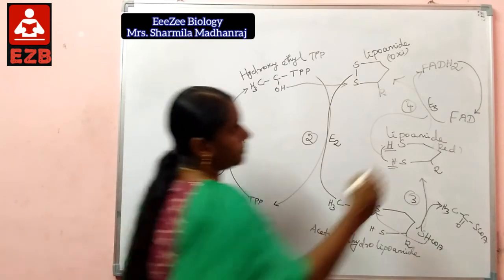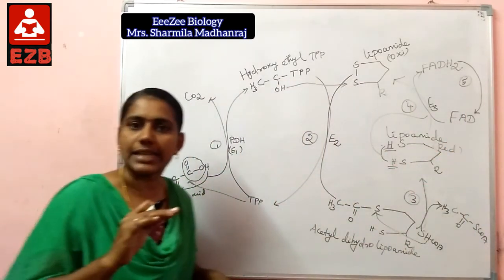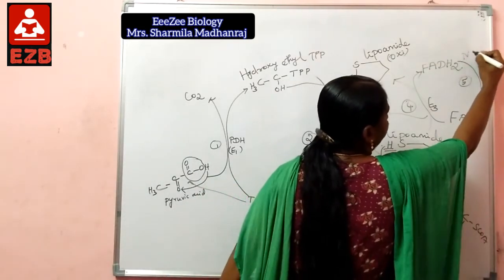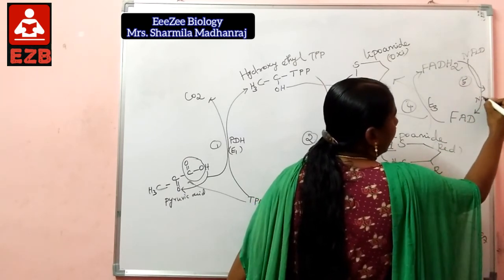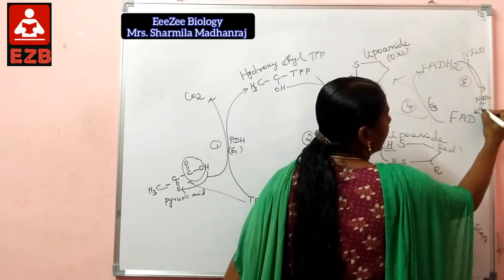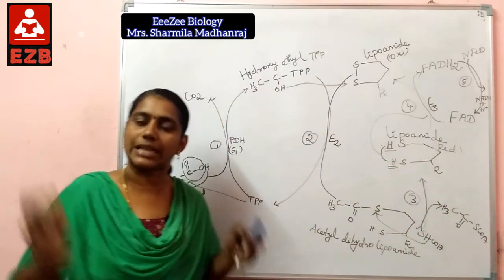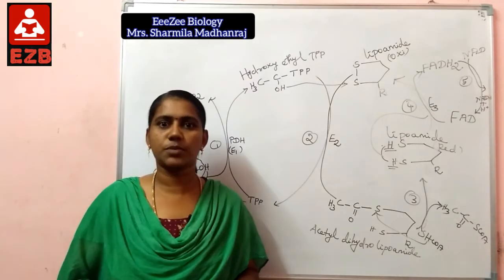Next, the fifth step. In the fifth step, NAD+ is converted into NADH plus hydrogen ions. That NADH and hydrogen ions enter the electron transport chain, where ATP molecules are produced.